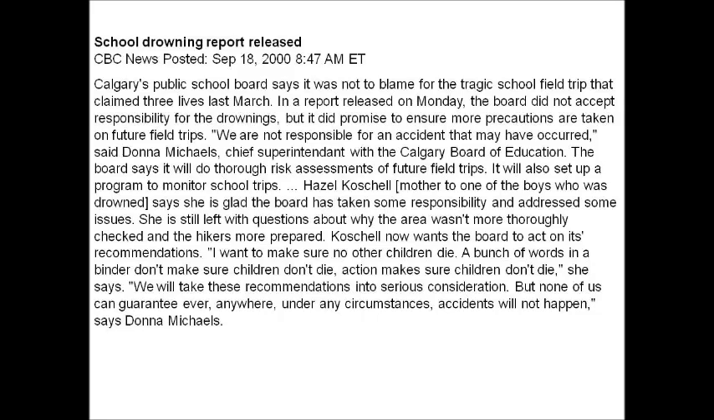Here's, further to that particular accident, what the Calgary Board's response was. The Calgary Public School Board says it was not to blame for the tragic school field trip that claimed 3 lives last March. So it says this wasn't our fault. In a report released on Monday, the board did not accept responsibility for the drownings, but it did promise to ensure more precautions are taken on future field trips.